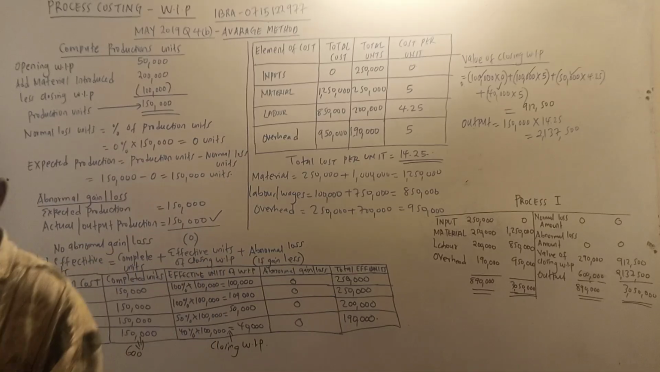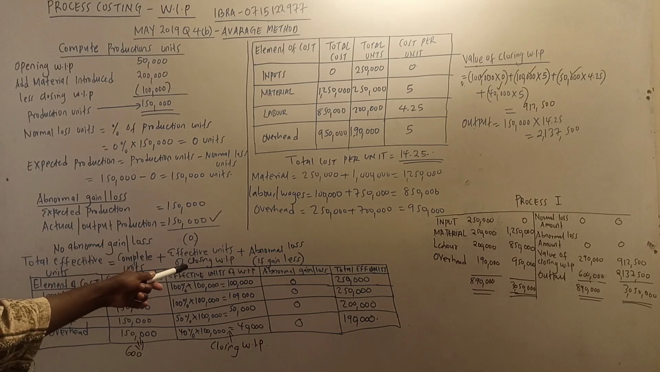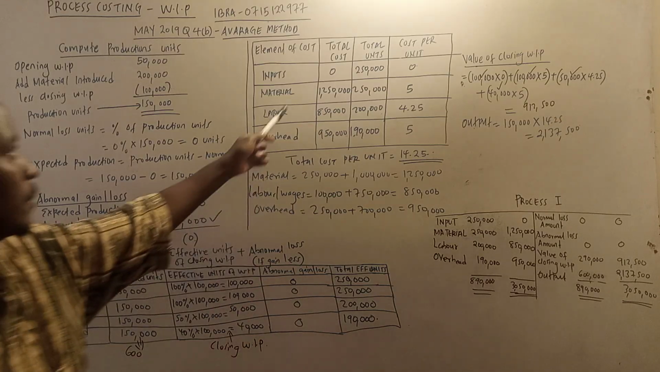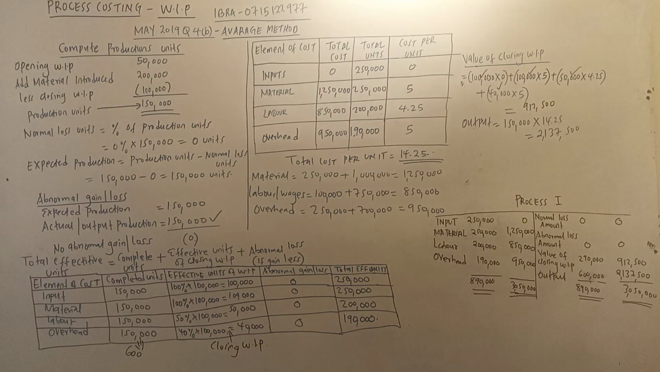And that's how you do the average cost method. And this is the formula. You need to remember this formula. Total effective units is equal to complete units plus effective units of closing work in progress plus abnormal loss. Then you prepare the statement of equivalent units, the statement of cost, then the process account.